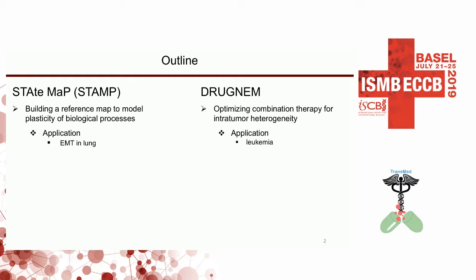The second study is going to be about a published algorithm called DrugNEM, which has the potential to optimize combination therapy for a given patient by accounting for early intracellular responses. And I'm going to demonstrate an example in leukemia.